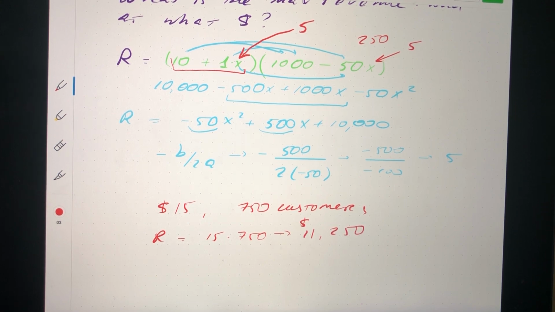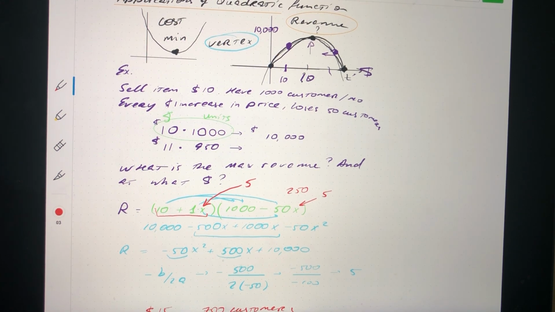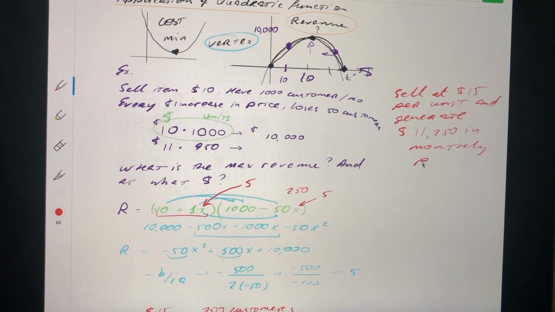11,250. So our answer to this word problem is we should sell at $15 per unit and generate 11,250 in monthly revenue. So this would be the short answer to our word problem here.